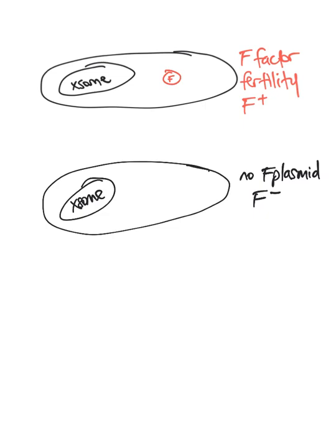Now, this F+ cell can initiate a process called conjugation with the F- cell. And when it does that, it actually forms a physical connection between the two cells, a little canal, a little tube would be a better way to put that. And it's going to physically connect one cell to the other. This is a structure called a pilus.